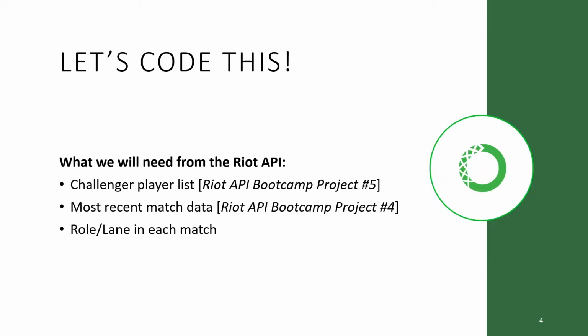What we'll need from the Riot API is a list of the challenger players. There's a description on how to do this in the Riot API Bootcamp Project 5. The solution's out there on my channel. The second one is the most recent match data, which is Project 4. Solution's also on my channel. Once we have this match data, we want to look at the role/lane in each match. Let's hop over to the code to see how to do that.